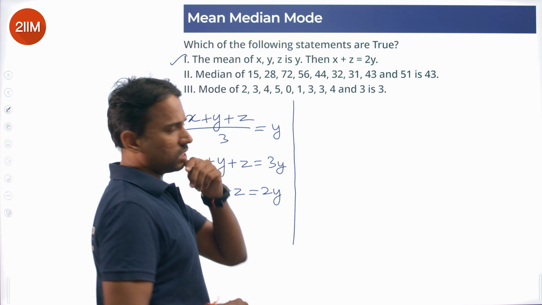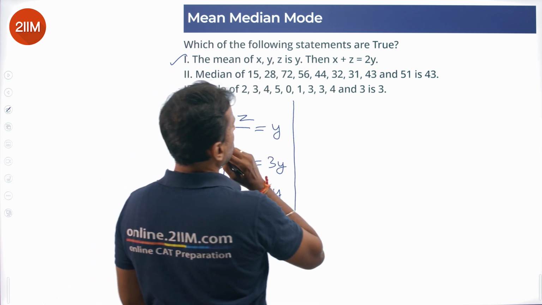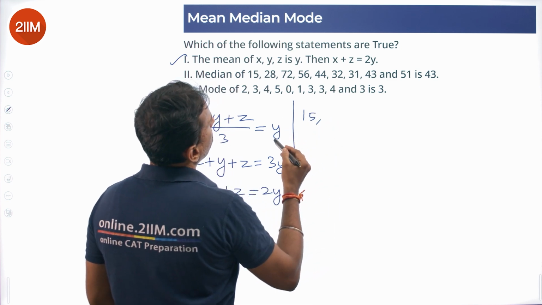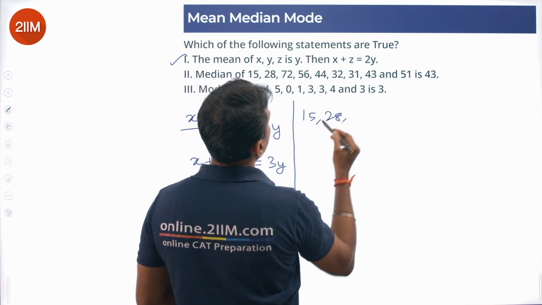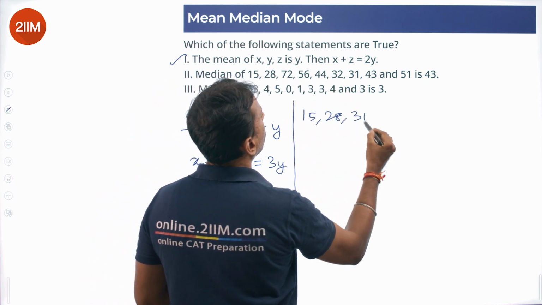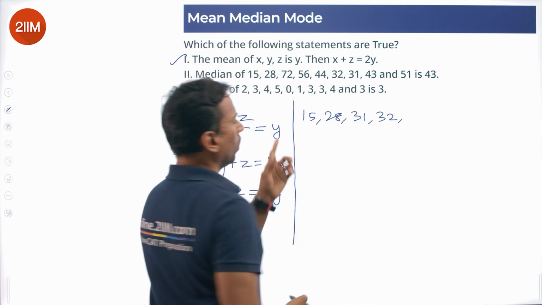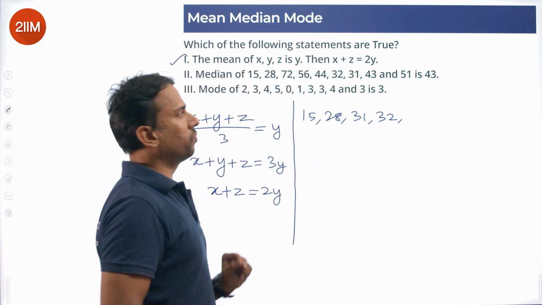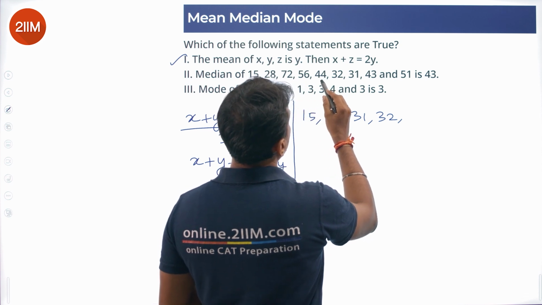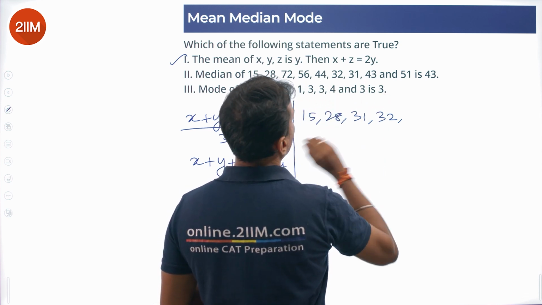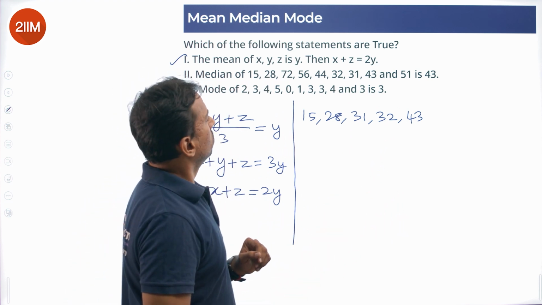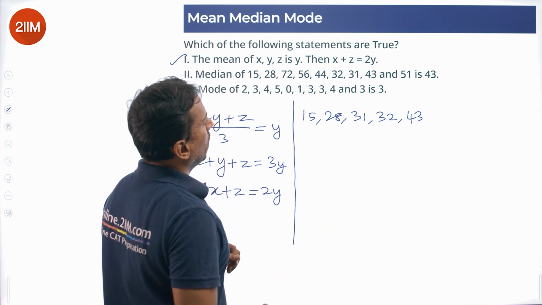So we'll try to arrange these numbers in ascending order. The first number we'll be getting, the smallest, is 15. Then we have 28. After 28 we have 29, 30, 31, 32. So 4 numbers are written. The next number, the 5th number, after the 30s, there are no other 30s. We have 44, 43. So 43. So the 5th number is 43.